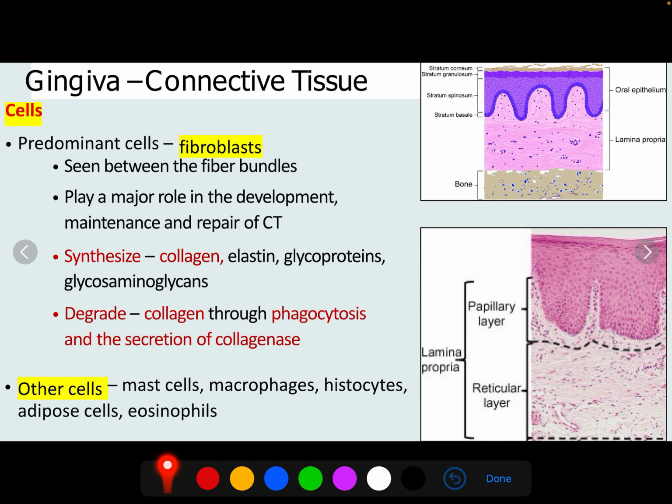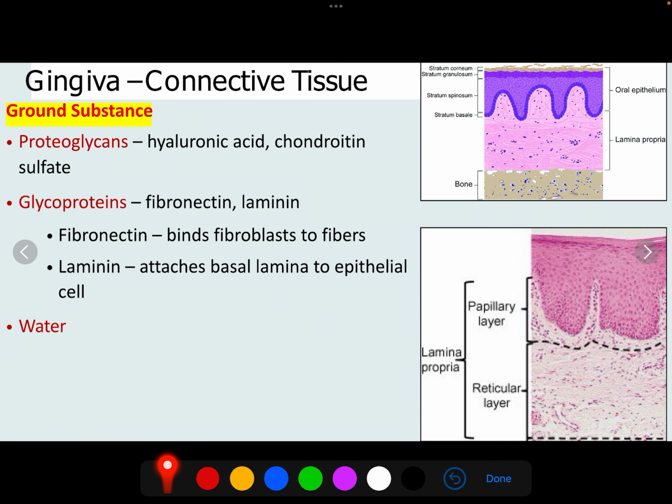What are the other cells found in connective tissue? Mast cells, macrophages, histiocytes, adipose cells and eosinophils. Now these fibers and cells are found in a ground substance. The ground substance consists of proteoglycans, glycoproteins and water. Proteoglycans include hyaluronic acid and chondroitin sulfate. Glycoproteins include fibronectin and laminin. Fibronectin binds the fibroblast to the fibers. Laminin attaches the basal lamina to the epithelial cell.